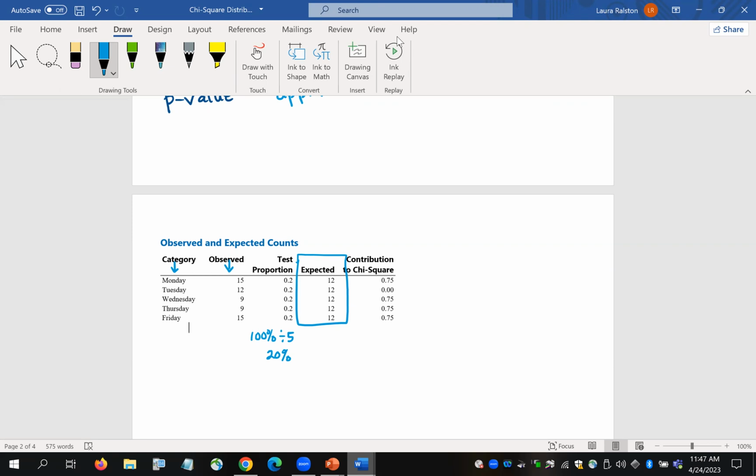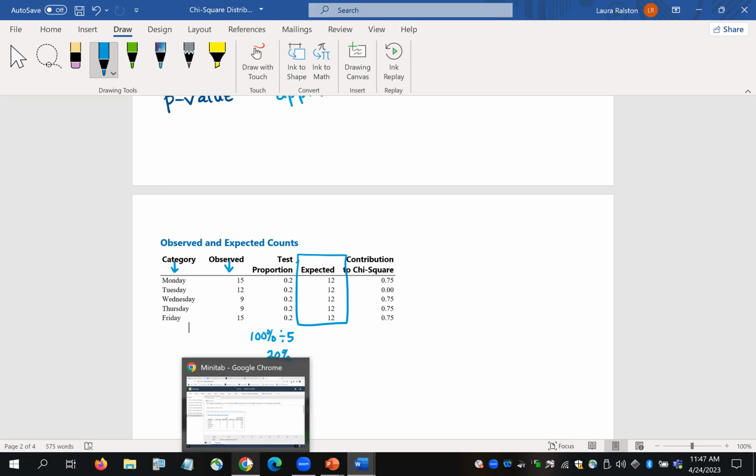So Minitab does calculate the expected values. I point this out because I happen to know that on the homework and on the final exam, you're asked what the expected value is for a specific category. Minitab is doing it for you. So if I needed it, the expected value here is 12. And it's the same for every category because we're saying equally distributed.